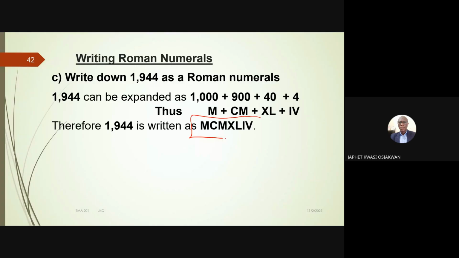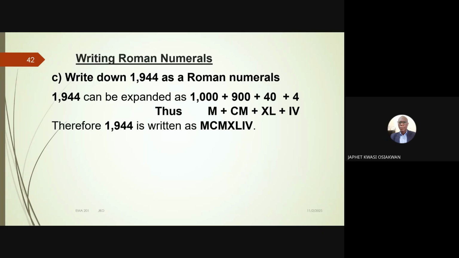So this is the standard numeral for 1944. You can have other combinations there. Doesn't mean that they don't exist. They are there, but they are not standard. So be careful. We are doing the standard Roman numerals. Okay, so that is the number. Any question? My duty is for you to know how to write the Roman numerals.